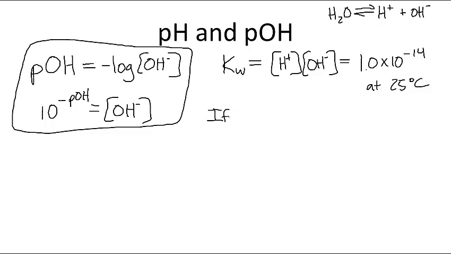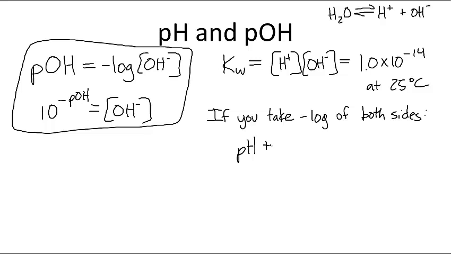This isn't a math class, so I'm not going to belabor the point. But if you take the negative log of both sides, what you get is the negative log of H plus plus the negative log of OH minus. What do we call the negative log of H plus? pH. You get the negative log of OH minus, which we call pOH. And what's the negative log of 10 to the negative 14th? 14.